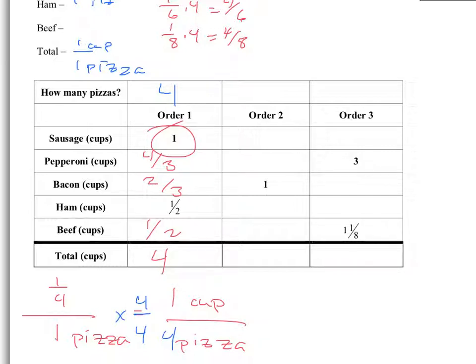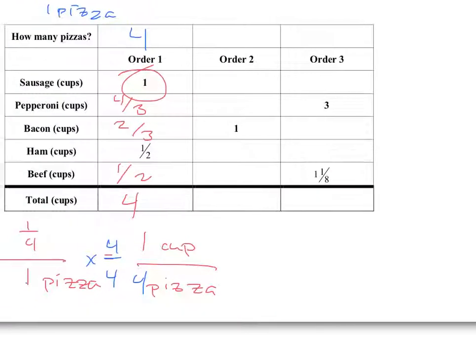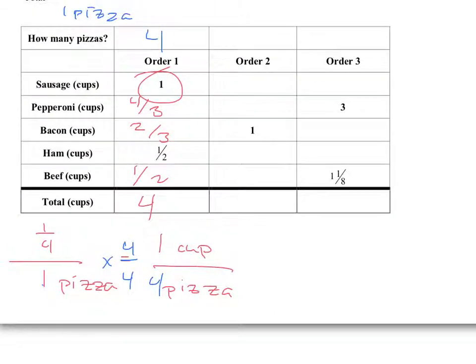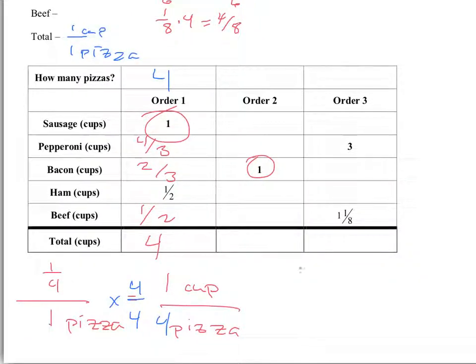We want to do the same thing for the other 2 orders, and I'll get you started off on thinking about how many pizzas there are for this next one. We have 1 cup of bacon. So going back to our bacon ratio per pizza, we have 1/6 of a cup of bacon for one pizza.